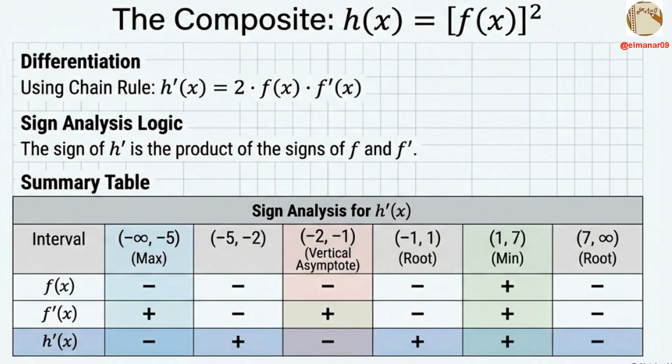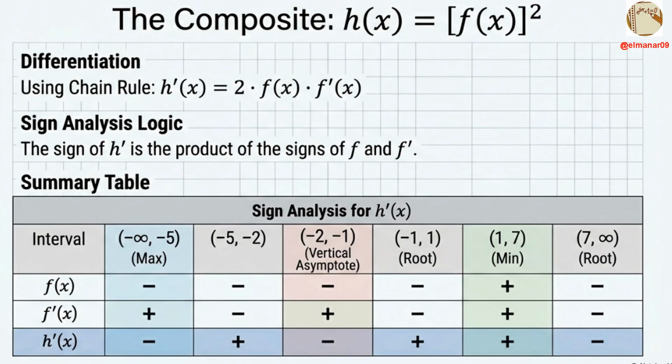Let's break down this summary table together. I want you to see the story it's telling. First off, interval negative infinity, negative 5. Look at the first column. F of x is negative, but f prime of x is positive. What's a negative times a positive? You got it, it's negative. So h prime of x is negative here. We also see a max point noted there. Keep that in your back pocket.